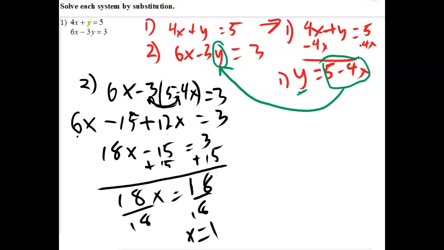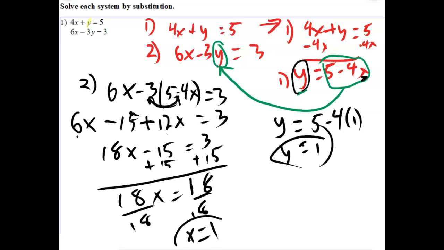You say, well, that's good, but you're not done, because you have to find an x and a y. But you've already got a relationship for how to find y from x, so you use that. So you take this x equals 1, and you do y equals 5 minus 4 times 1. You replace x with 1. And you get y equals 5 minus 4, which is 1. So x equals 1, y equals 1 is what I think my solution is.